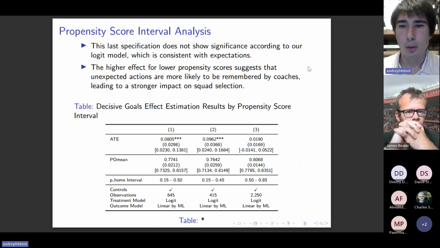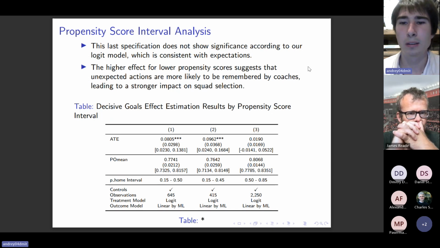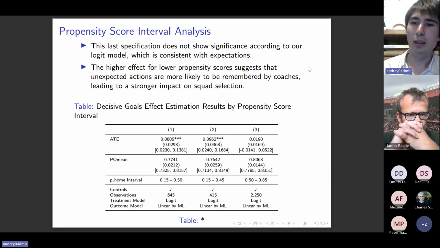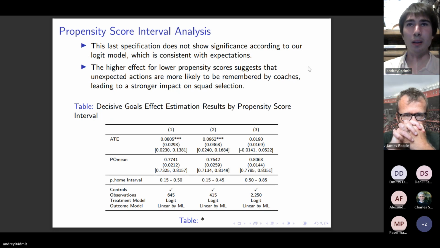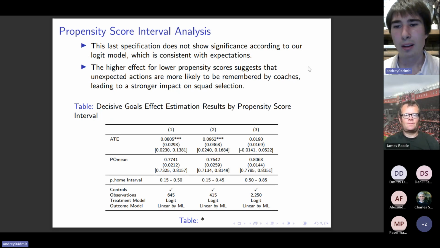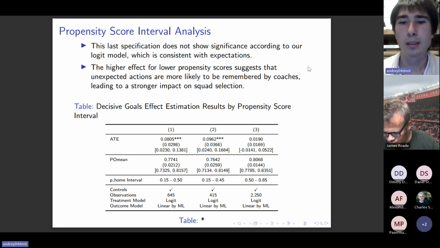So, as you can see, three specifications. The first specification for the probabilities from 50% to 50. The second specification for the probabilities from 50% to 45%. And the third specification for the goals which were likely to become decisive ones, so from 50 to 85% chance. I will show you later the distribution, the overlap of decisive and non-decisive goals and their propensity score. There are no observations with less than 15% and with more than 85%. So that is why I'm using these thresholds as the left and the right ones.